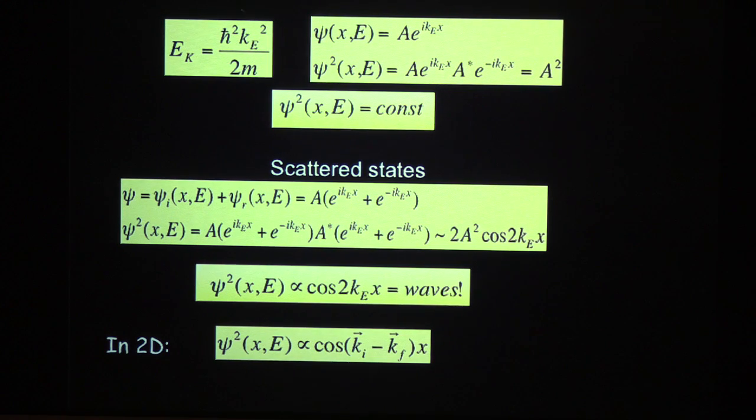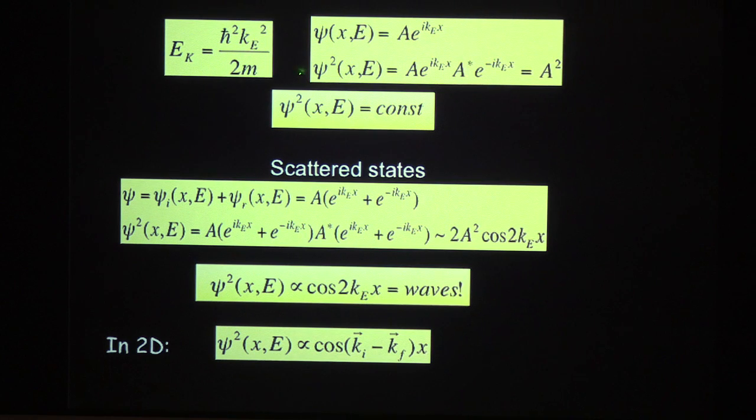So let's just take an example of a free electron traveling in one dimension whose wave function looks like this. If you were to square this wave function, you get a constant, and there's no contrast. But then if you have a scattering process where you have an incoming wave and a reflected wave, the resultant wave function looks like this. Now if you square it, you get a wave with a wavelength that's given by 1 over 2k, where 2k is the difference between the incoming wave and the outgoing wave.